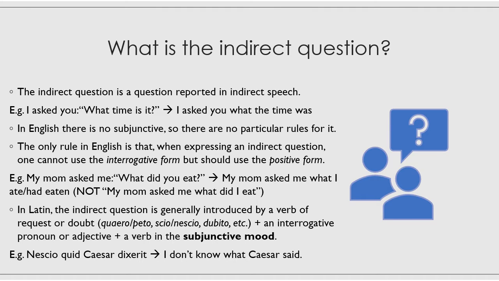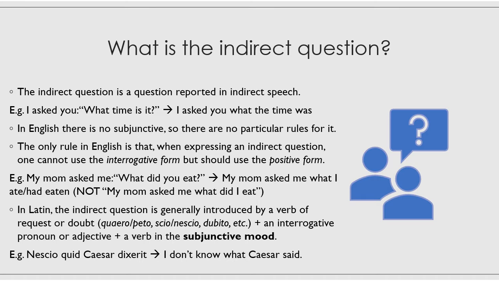So this means that if my mom asked me, what did you eat? and I want to turn this into an indirect question, I have to say my mom asked me what I ate, or what I had eaten, but not my mom asked me what did I eat, because otherwise that is going to be a question and not just an assertion in indirect speech.